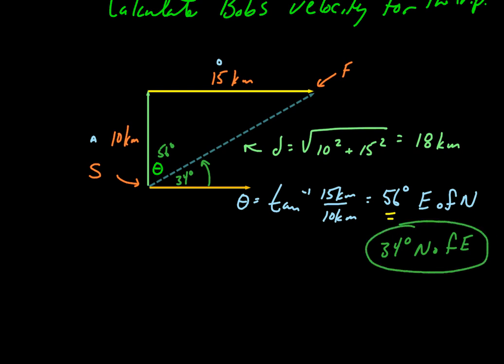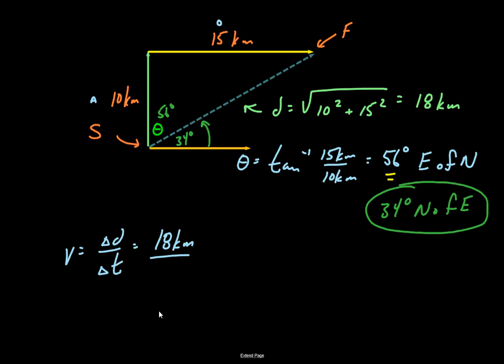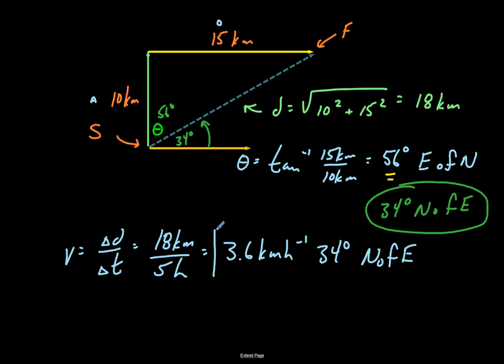Okay, now we're almost finished. We just need to do our velocity equation here. So displacement divided by the time it took. So we had 18 kilometers. And I think I said it took 5 hours. Gives me 3.6 kilometers per hour. And then we're going to tack on the direction, 34 degrees north of east. So that's review from what you learned last year.